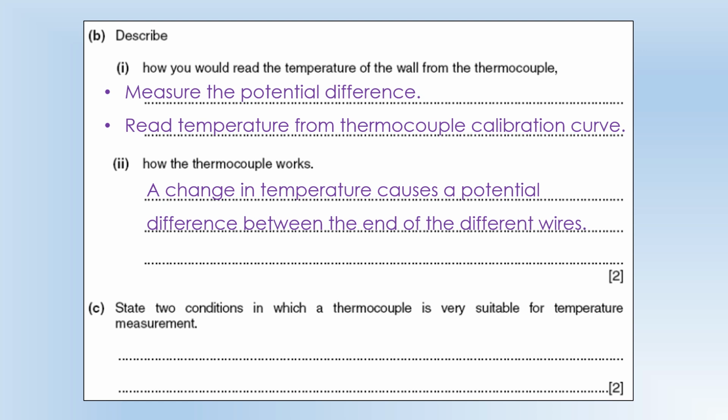State two conditions in which a thermocouple is very suitable for temperature measurement. So thermocouples are very good for measuring high temperatures, higher than a liquid thermometer would be able to, because they are limited by the boiling point of whatever liquid you use. And they're also good for measuring rapidly changing temperatures. The thermocouple response time is very, very quick, so it can measure temperature changes very easily.